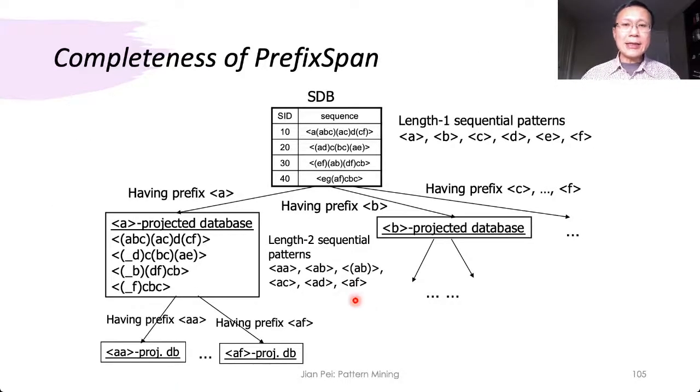It is easy to see that the search of the sequential patterns using the PrefixSpan algorithm is complete because at each node we divide the search space according to the sequential pattern in the current node. And then once we go to the next node, we further divide the search space according to the sequential patterns having the prefix. So therefore, it is complete.